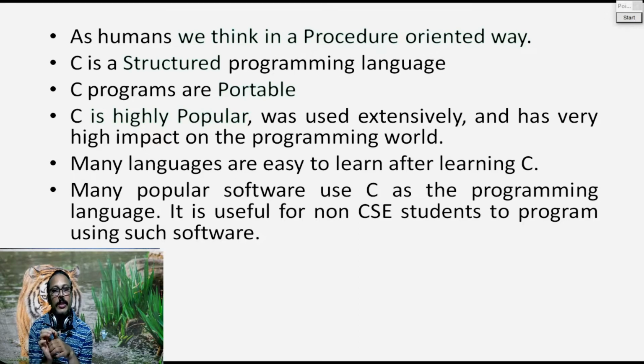It was used extensively and has a very high impact on the programming world. Nowadays, if you are learning C, you can approach any software developer or any programmer, and they definitely know something about C, so they will be able to explain to you. But with other languages like Python, which are evolving and becoming popular nowadays, some people may not know them, and some people may not be comfortable. And C is known to persons across the branches also. You do not need to consult only computer science people, you can consult other people also. Many languages are easy to learn after learning C.